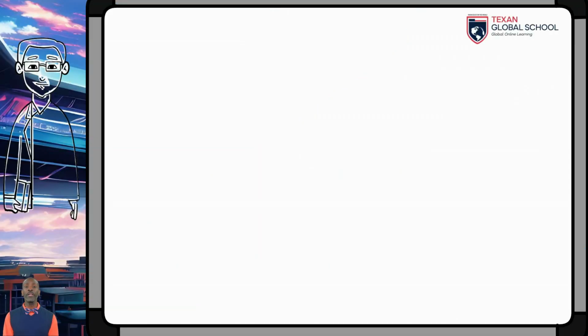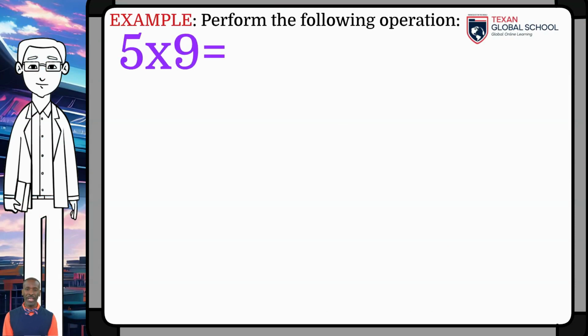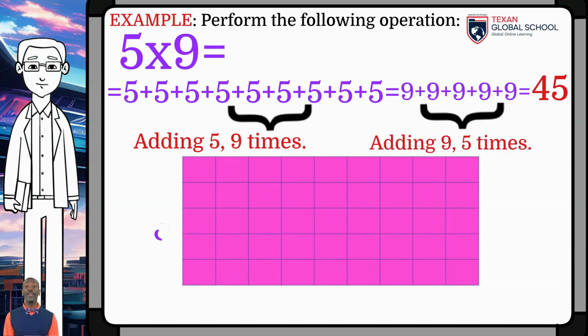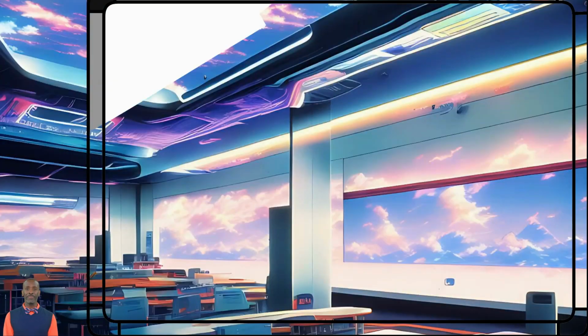Now, multiply 5 by 9. So we add 5 9 times, or we add 9 5 times. Therefore, 5 times 9 is 45. The model represents 5 rows by 9 columns, so we have 45 ones. Hence, we conclude that 5 times 9 is 45.